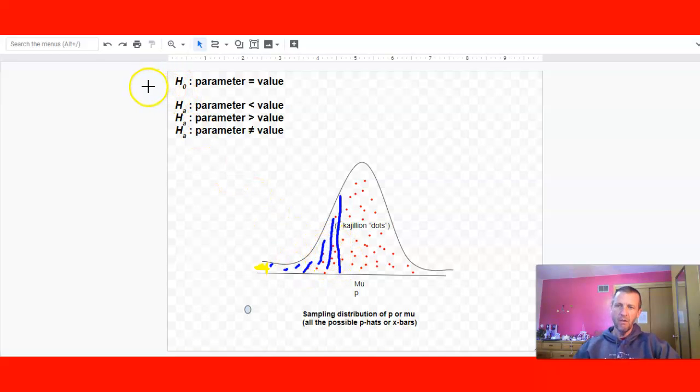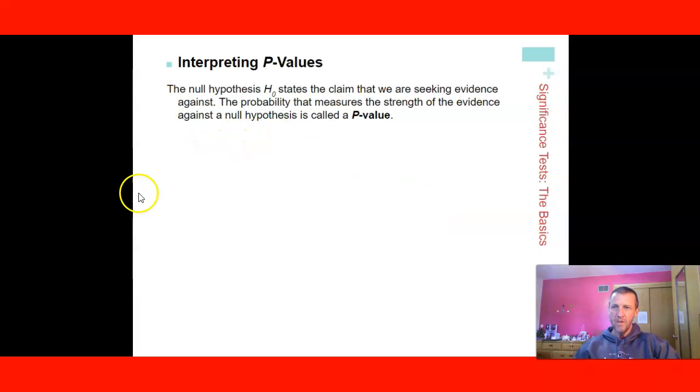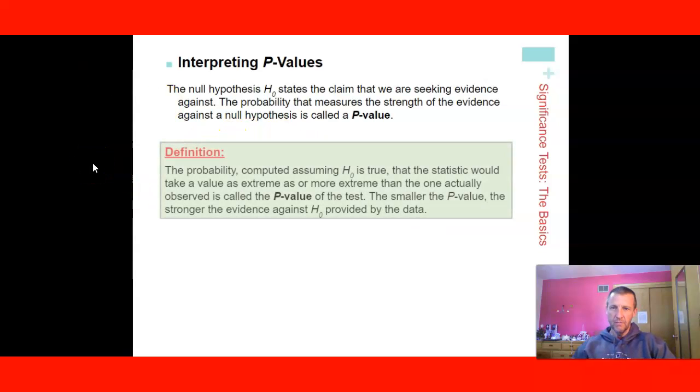This part of the lesson is about how do we quantify that. We're going to calculate them in sections 9.2 and 9.3. This part of section 9.1 is about how do we read those and what does that mean. So here we go. Interpreting p-values. Now we'll see how this works.